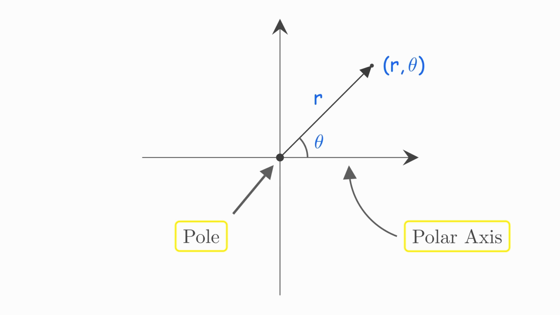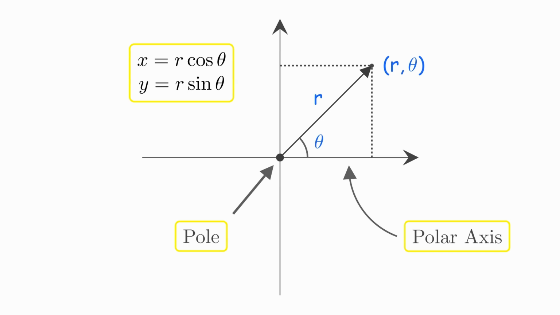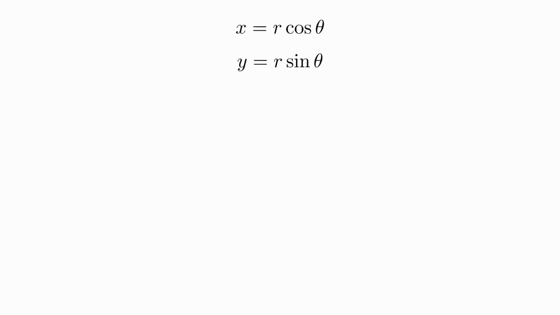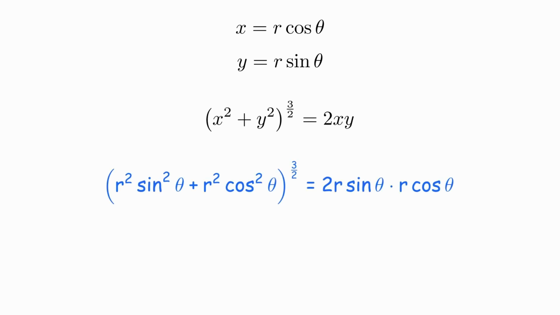We can convert between polar and Cartesian coordinates using x equals r cos theta, which gives the distance of the point from the y-axis, and similarly, y equals r sin theta. Now, let's use these relationships to convert our equation into polar form. We get r equals sin 2 theta.